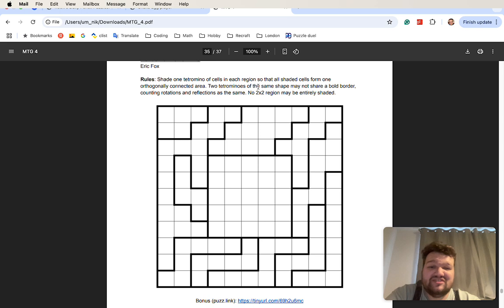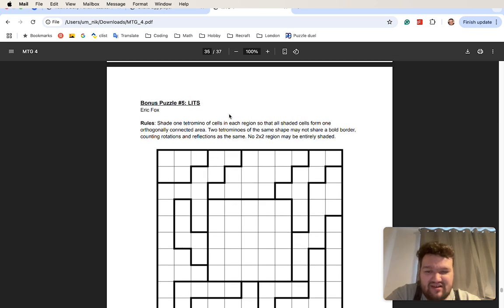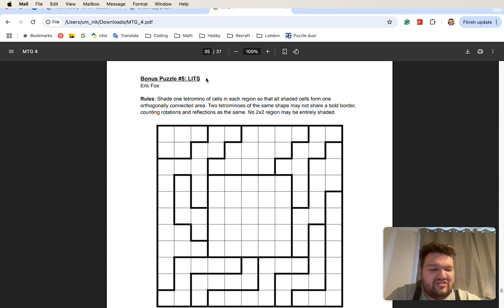2 tetrominoes of the same shape may not share a bold border, counting rotations and reflections as the same. And that's where the name of the genre comes from, because there are 5 possible tetrominoes counting rotations and reflections as the same, and their corresponding letters are L, I, T, S, and O, which would be a 2x2 square, but no 2x2 square region may be entirely shaded, so we will not have any O tetrominoes, so we will only have those for L, I, T, and S.